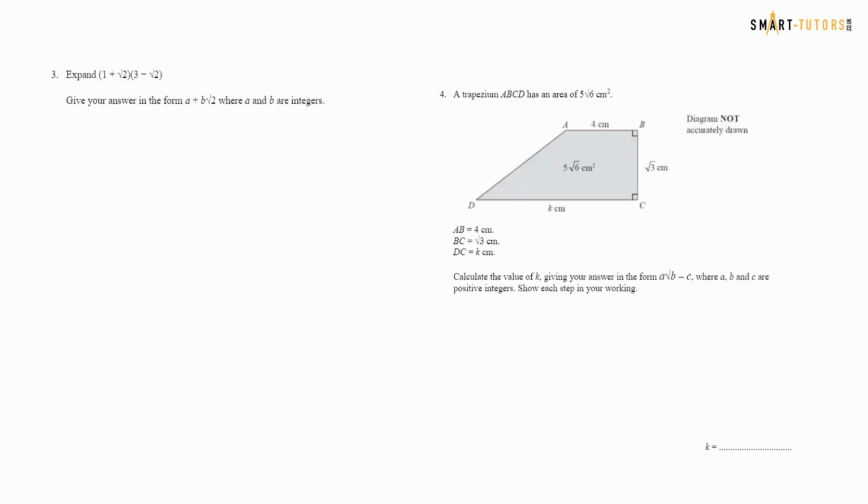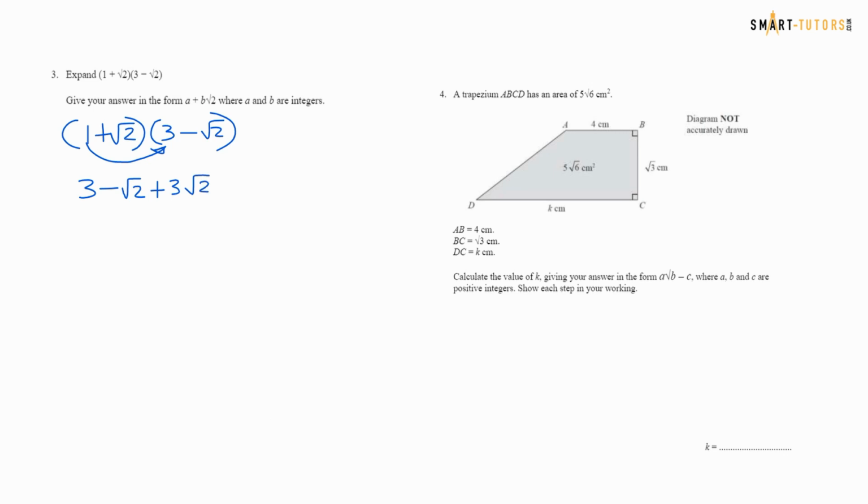Question number 3. Two brackets, one is 1 plus root 2 and the other one is 3 minus root 2. Give your answer in the form a plus b root 2. So it's straightforward expanding brackets but with square root numbers. So I'm going to expand in the normal way we do an algebraic expansion. So 1 is going to multiply the 3, so 3. 1 is going to multiply the root 2, so minus root 2, plus 3 root 2, root 2 times 3 is 3 root 2. We're trying to write the square root after the whole number.